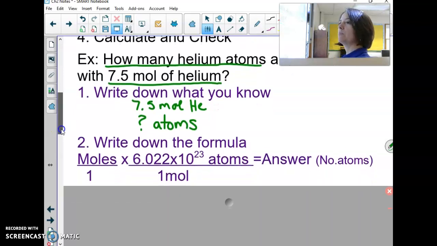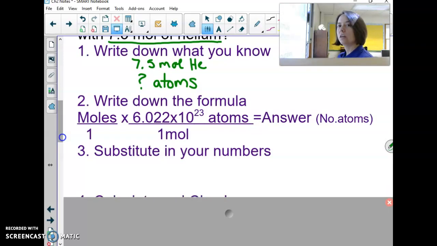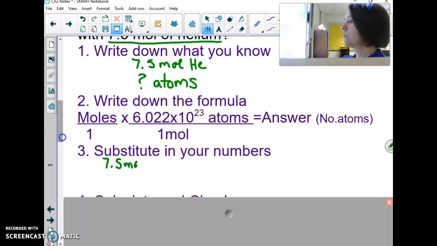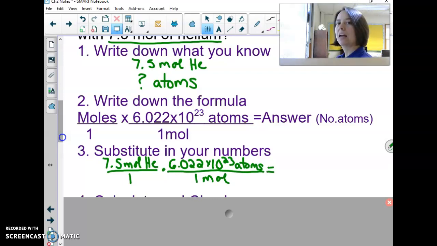And so that's up to you if you want to rewrite that down, but you do need to write out the calculation as we're doing this. So we're going to have 7.5 moles of helium over 1, and then times 6.022 times 10 to the 23rd atoms over 1 mole, and then that's going to give me my answer.